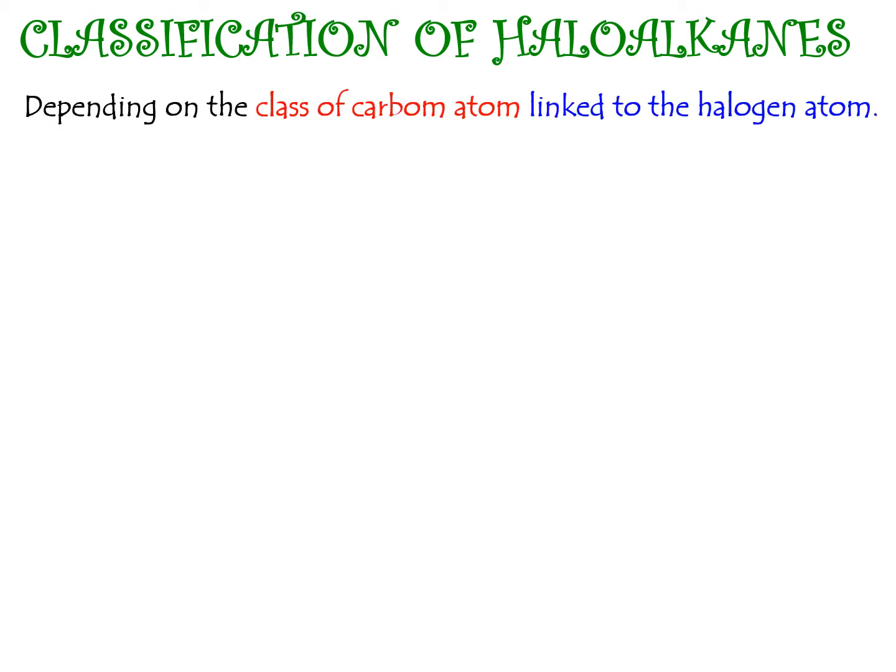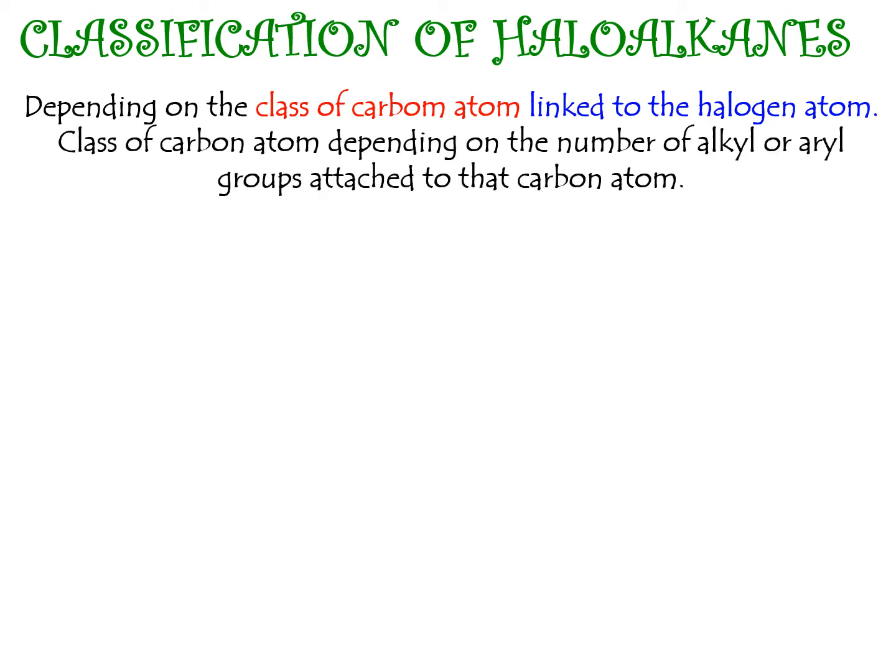Haloalkanes can be classified into primary, secondary, and tertiary haloalkanes. Classification of haloalkanes depends on the class of the carbon atom linked to the halogen atom. The class of a carbon atom depends on the number of alkyl or aryl groups attached to that carbon atom.